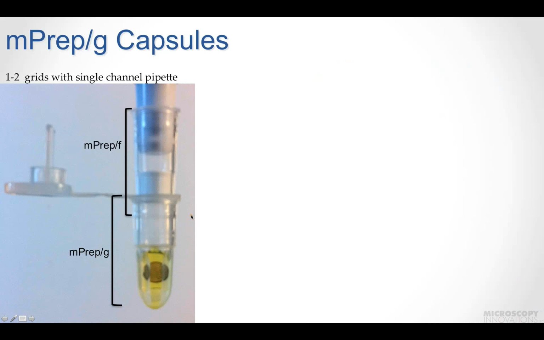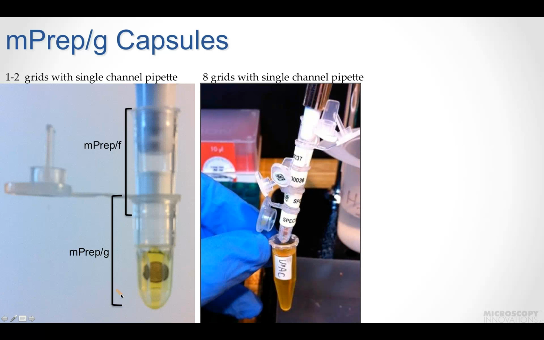So here we have one or two grids being stained on a single channel pipetter. The mPrep F filter coupler is used. Here's the filter here, and again that prevents you from accidentally drawing reagents into the pipette mechanism. The grid capsules can be stacked up into multiples. Here there are 4 of them stacked up, drawing from a single reagent reservoir, and 8 grids are being stained on a single channel pipette.